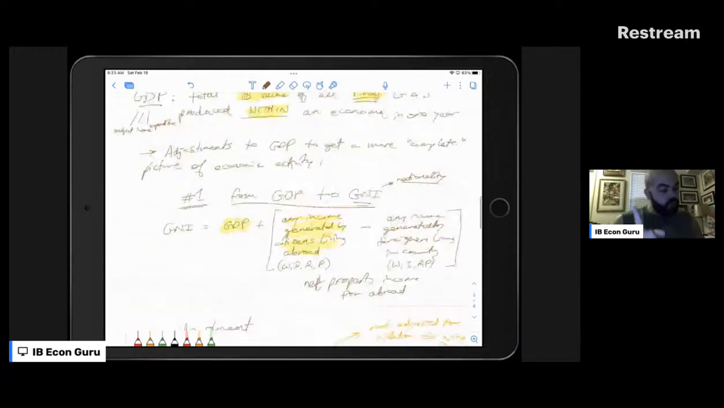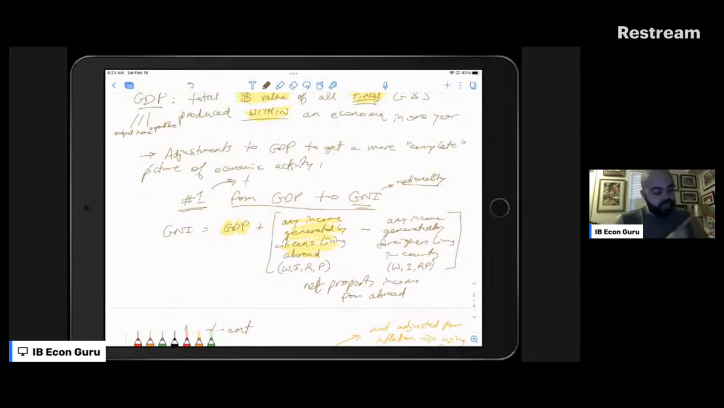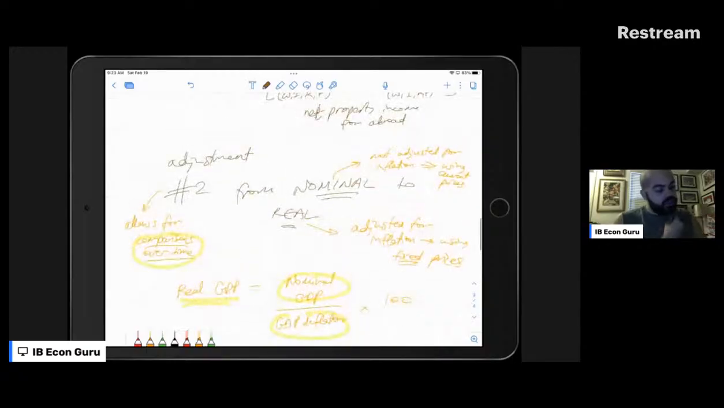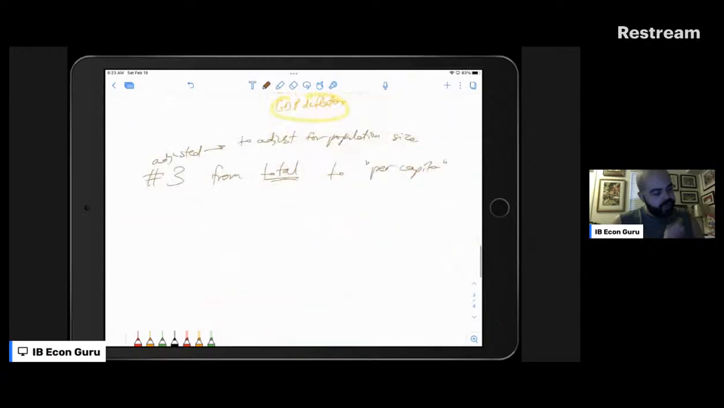Remember, adjustment number 1 from GDP to GNI is to adjust for location. Where is this production or this income being generated? Adjustment number 2 is to adjust for inflation. Adjustment number 3 is to adjust for population size.